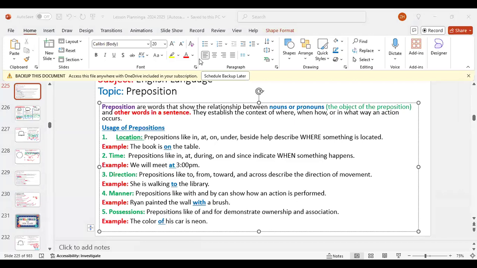For those of you who are finished with your work, write a sentence inside the chat that uses the preposition for possession. Like how I used the one for possession in the color of his car. Give me one that's for possession as well. Put inside the chat one that shows possession.